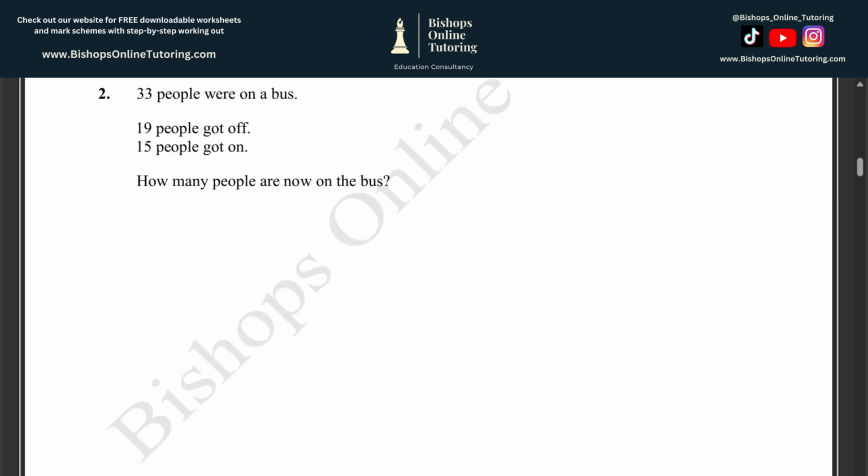33 people were on a bus. 19 people got off, 15 people got on. How many people are now on the bus?